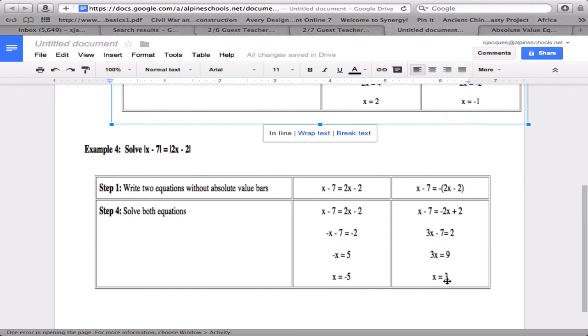Make sure you have these equations down. If you have any questions, write them in your composition book so I can help you out in the morning.